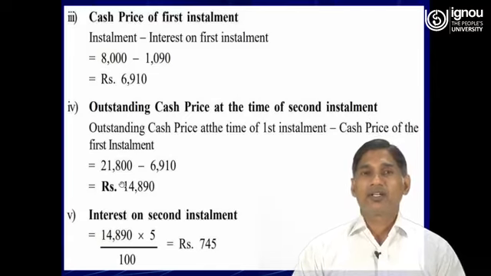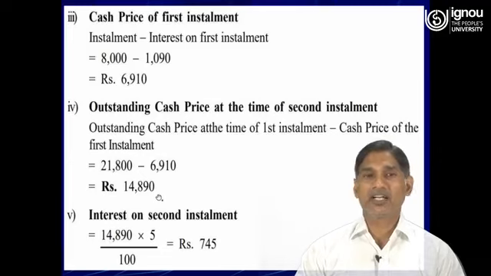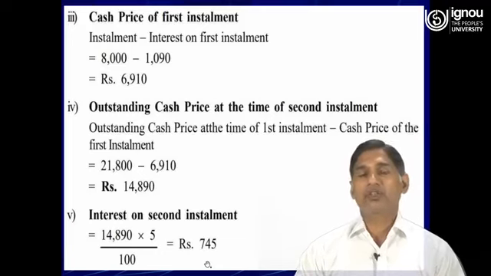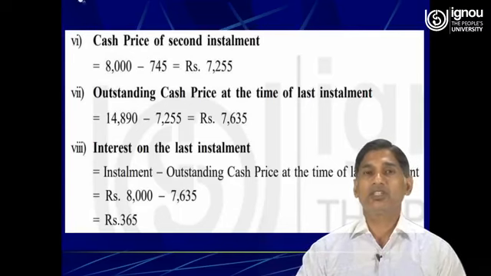Now the outstanding cash price at the time of second installment. The outstanding cash price at the time of first installment is 21,800 minus 6,910, the cash price of the first installment. So it is 14,890. If we apply the rate of interest at 5%, this is the amount of interest included in the second installment, 745. So the cash price of the second installment would be 8,000 minus 745. So this is the cash price of the second installment.